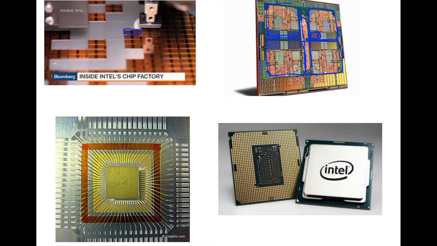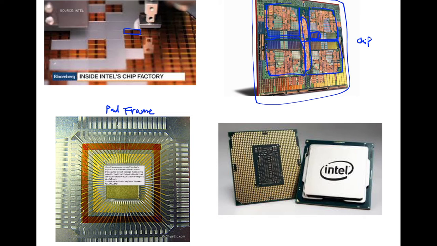So this is a quad core, and you take one of these. This is an actual chip itself. So this is the actual computer chip. And that chip is put in what's called a pad frame. And that pad frame has a bunch of conductors. Each of these tiny wires is a signal carrying conductor.